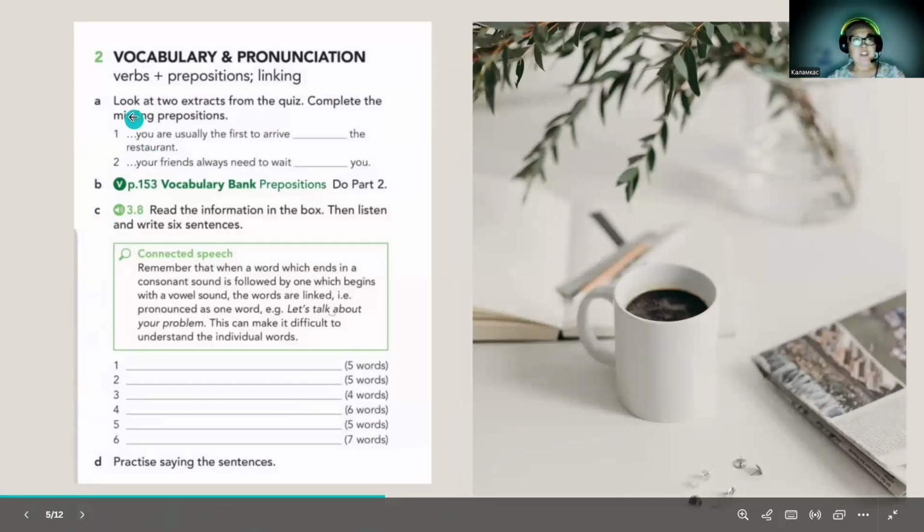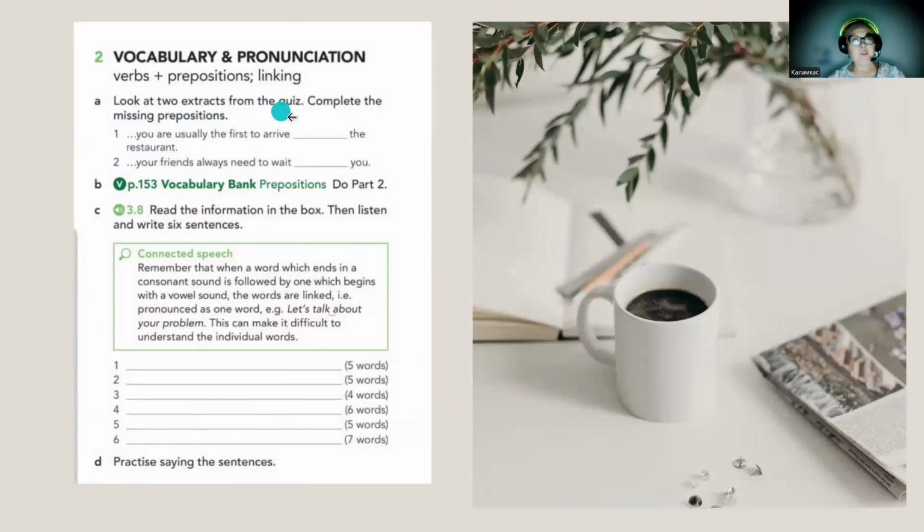Vocabulary and pronunciation. Look at 2 extracts from the quiz. Complete the missing prepositions. You are usually the first to arrive the restaurant. Your friends always need to wait. So what preposition should we put there? You're always the first to arrive at the restaurant, I think. Your friends always need to wait for you.